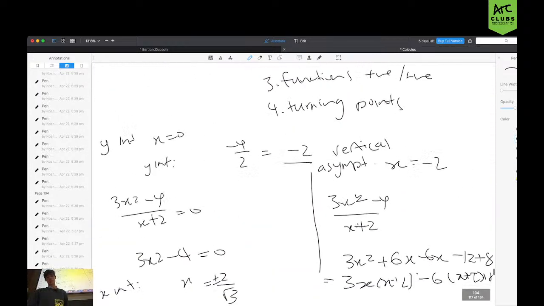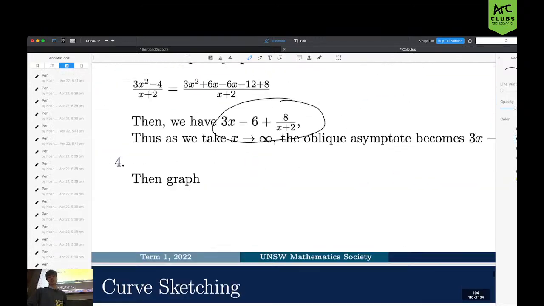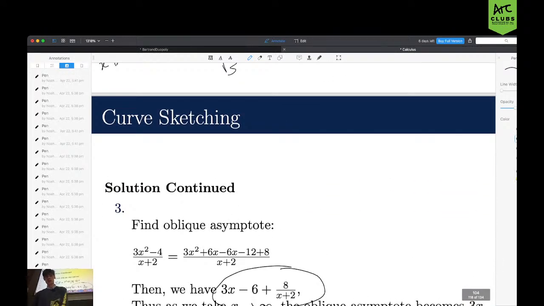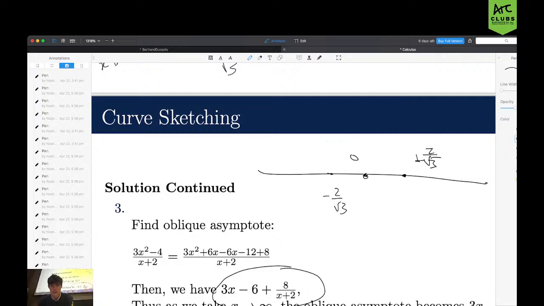I wouldn't say that I'm ready to graph yet because I still need a bit more information. So what I can do is look at the main points that we have. If this is the origin, we have our axes, our x-intercepts. This is going to be plus 2 on root 3. This is going to be minus 2 on root 3. And this is going to be the asymptote at negative 2.